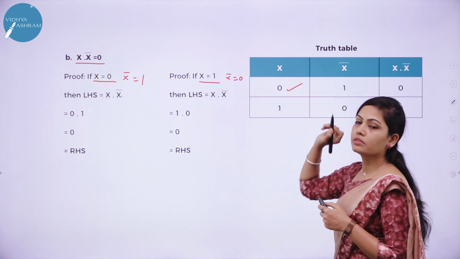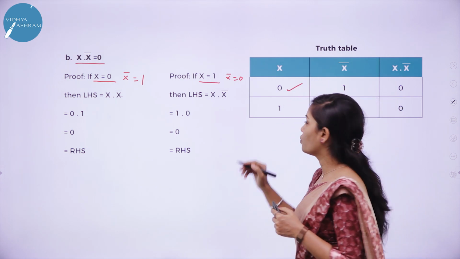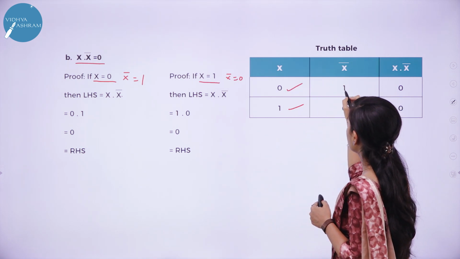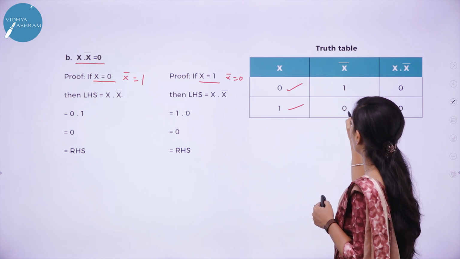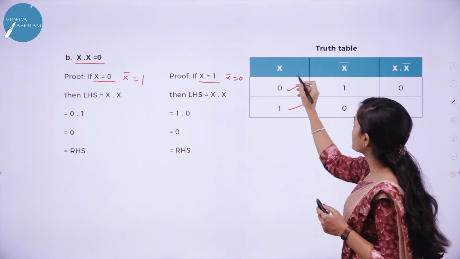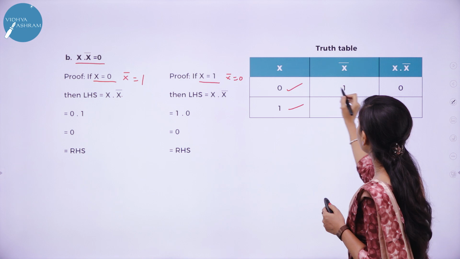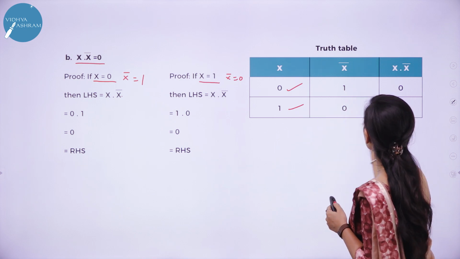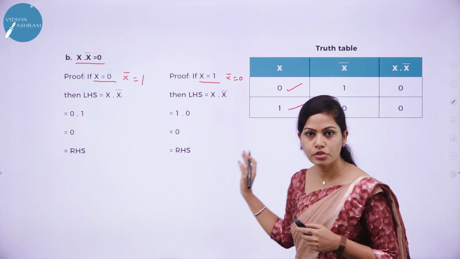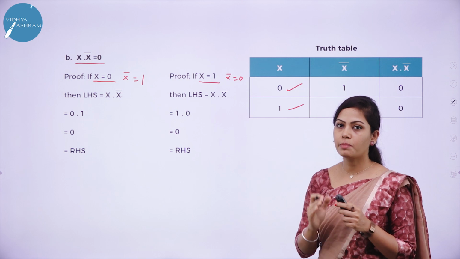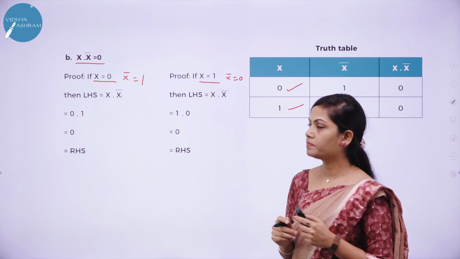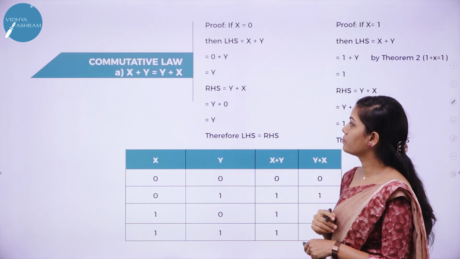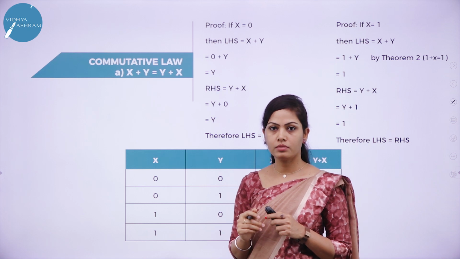x can have the values either 0 or 1. 0 complement is 1 and 1 complement is 0. Again, you should find x dot x bar. 0 into 1 is 0, 1 into 0 is 0. This is your truth table for x dot x bar is equal to 0. And next we have commutative law.